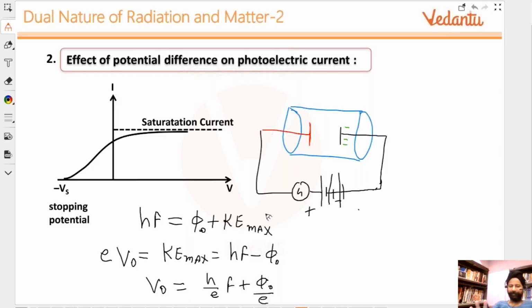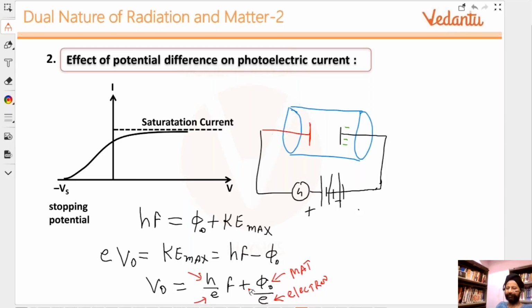We'll do that later. But think about it. What does the stopping potential depend on? Let's go one by one. This is a property of material, right? Phi naught is a property of material. This is a property of electron. These cannot change. H is a constant. So stopping potential only depends on the frequency and nothing else but frequency.